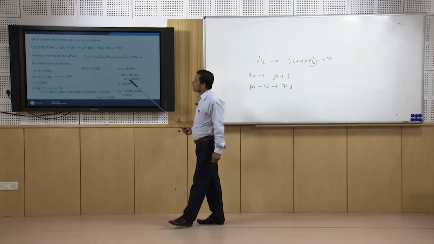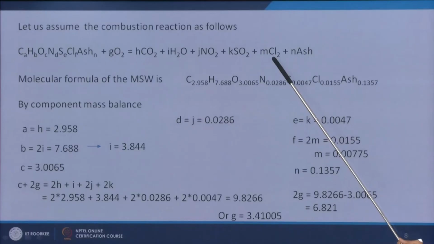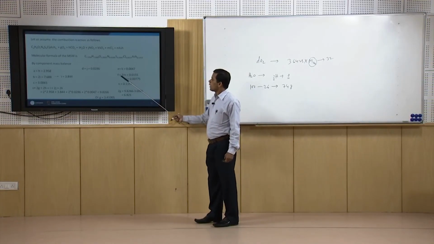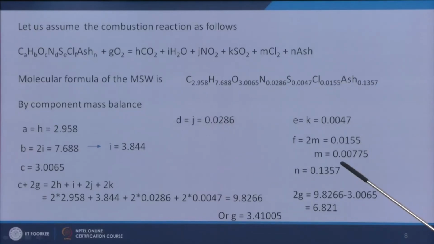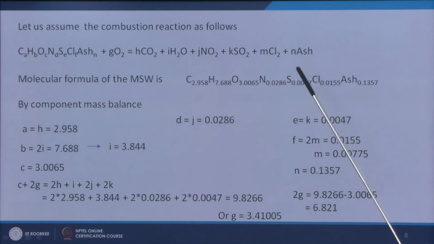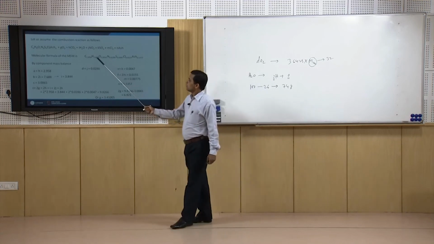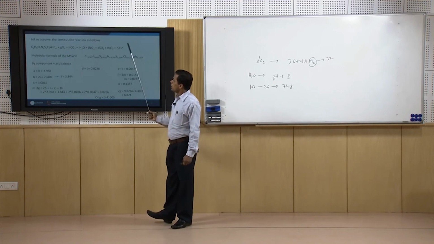Then we do the chlorine balance. So, F on the left hand side and right hand side is equal to 2M. So, F is equal to 2M, that is equal to 0.0155. So, M is equal to F by 2, that is 0.0155 divided by 2, that is 0.00775. Now, N is equal to S, so that will be 0.1357.